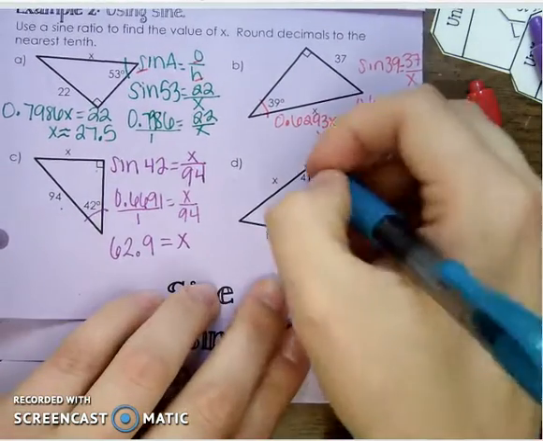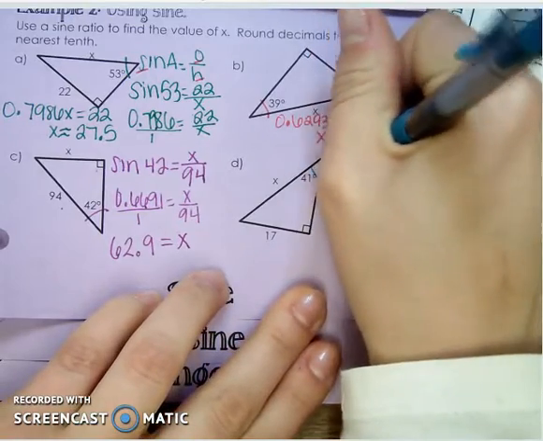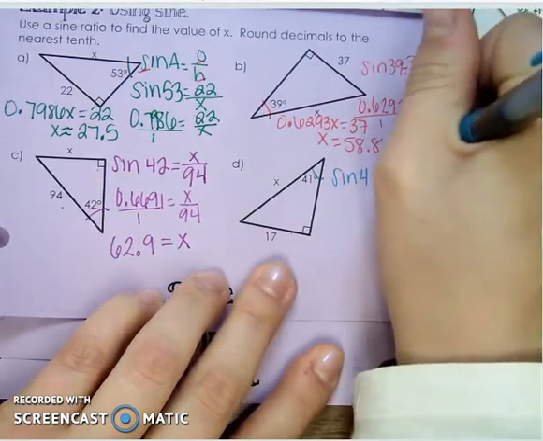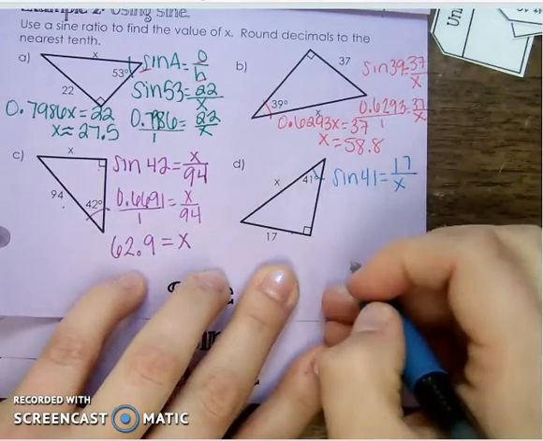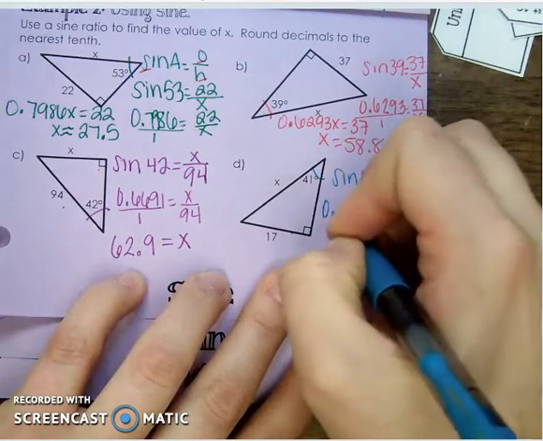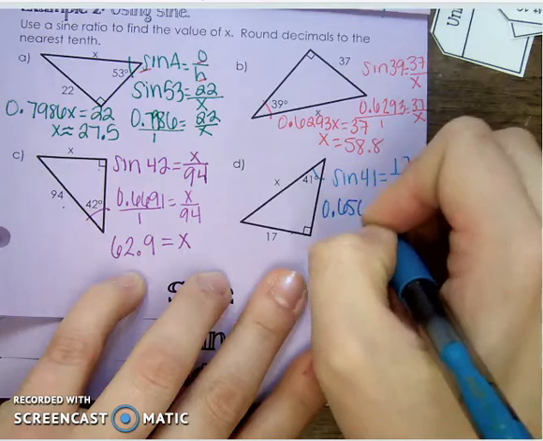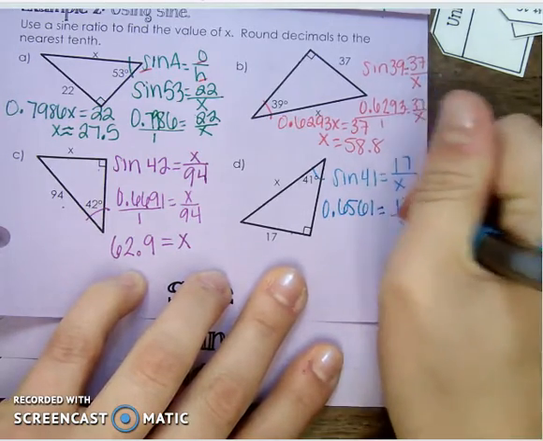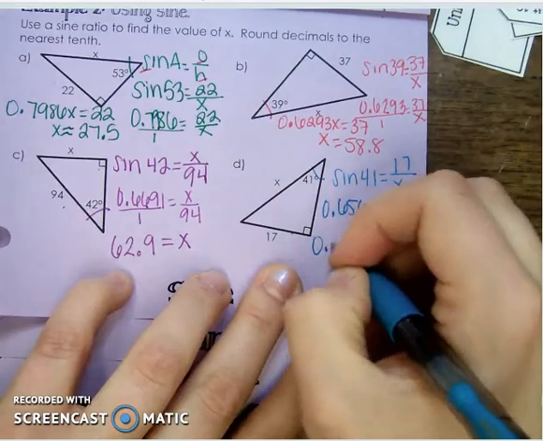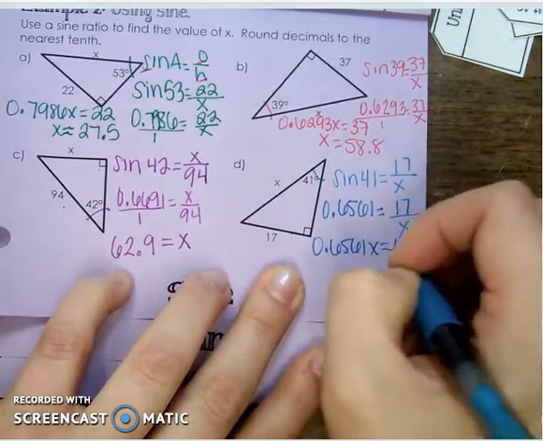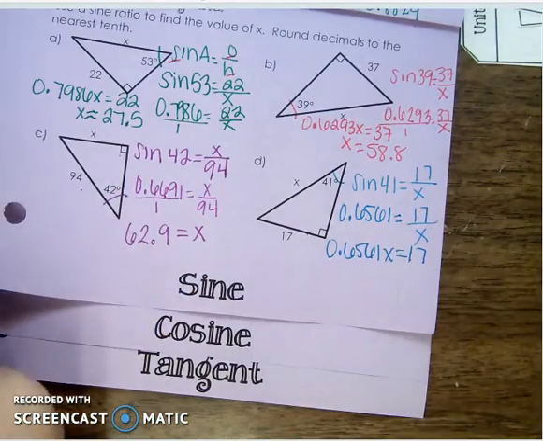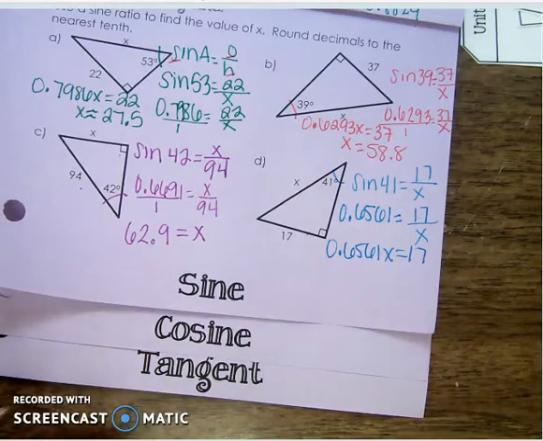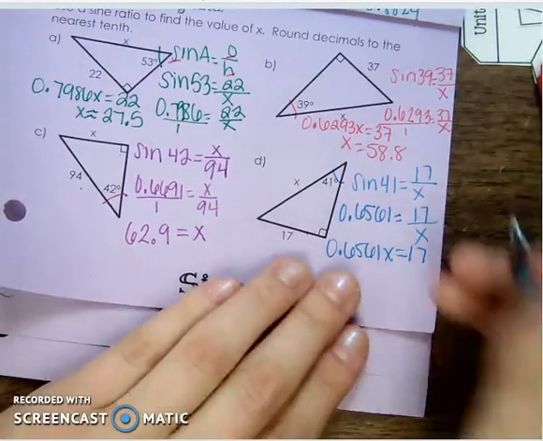And then D. Sine of 41, opposite over the hypotenuse. Sine of 41 is 0.6561 equals 17 over x. 0.6561x equals 17. And then 17 divided by 0.6561 is about 25.9.